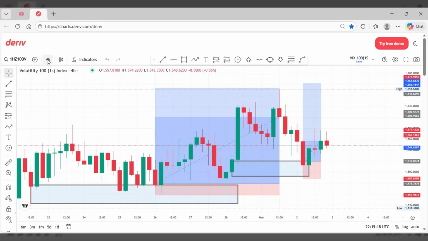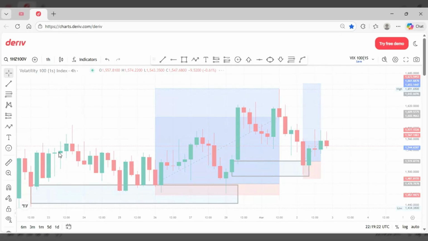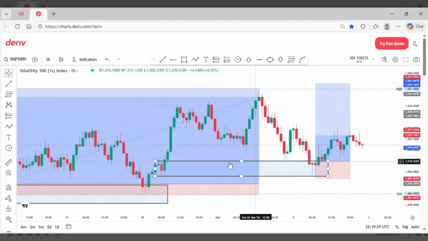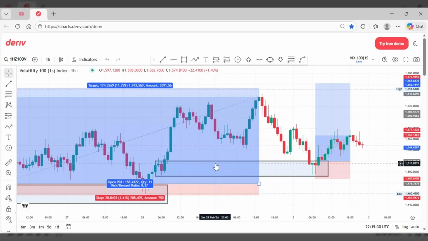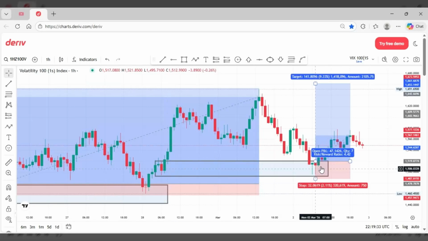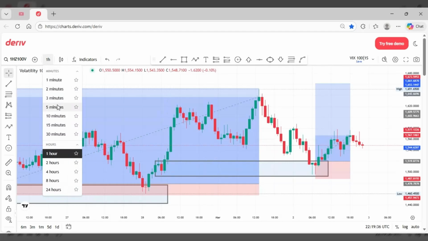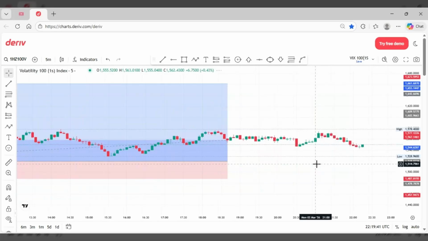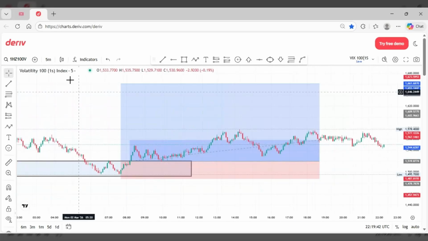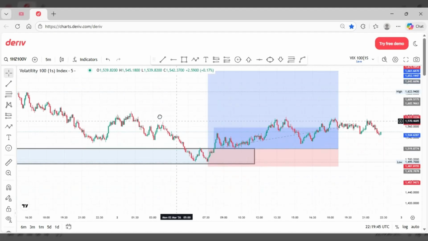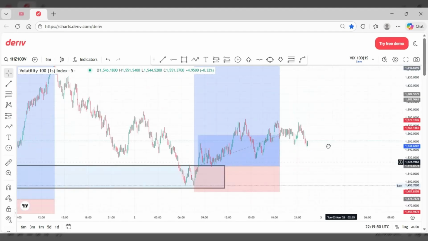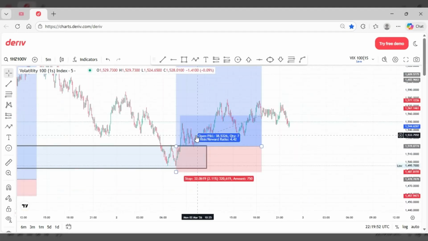Then what next? I go to H1. Now, when I come to H1, I have to find the nearest OB, which is this one here. Immediately I spot it, I have to wait for a confirmation. I don't just trade because the market just tapped. I have to wait for a confirmation. And I see my confirmation. Very sweet confirmation, bro. I see the confirmation I want, and I trade it.